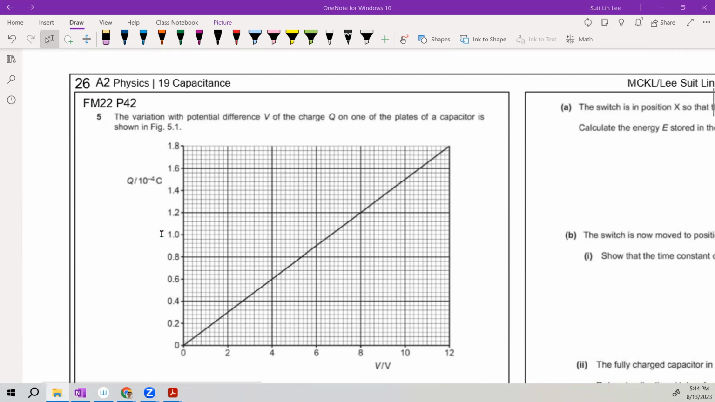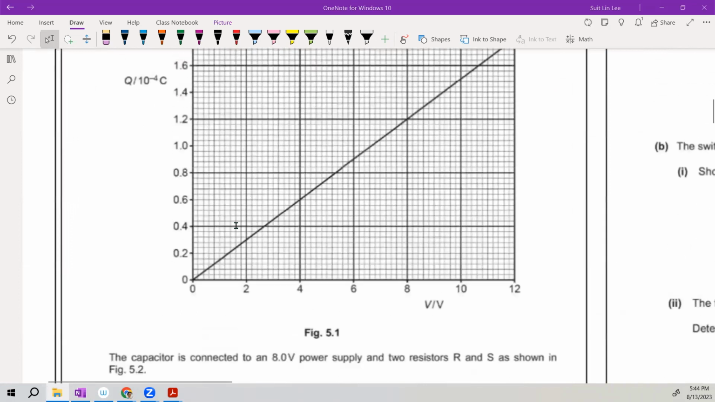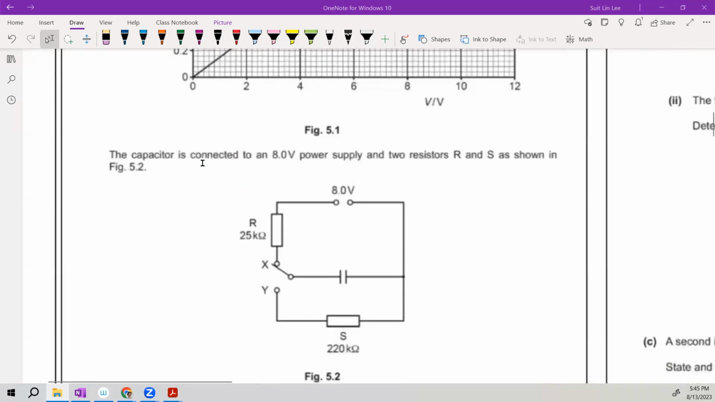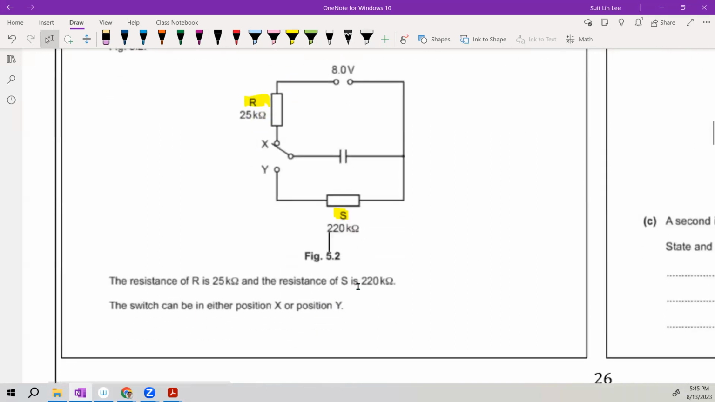So here is the QV graph of a capacitor, the one that I've drawn many times. Okay. And it says here, whatever this capacitor is, if I put 4 volt, I'll get this much charge. If I put 12 volt, I'll get 1.8. So from here, I can map out what is the charge stored just based on the graph. Okay. This capacitor is connected to an 8-volt power supply. Beautiful. And 2 resistors, there's R, there's S. Okay, don't panic. Looks very okay to me, the circuit. Resistance of R is 25. Resistance of S is 220. The switch can either be in the position of X or Y.